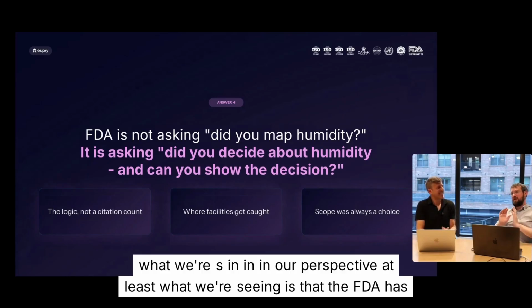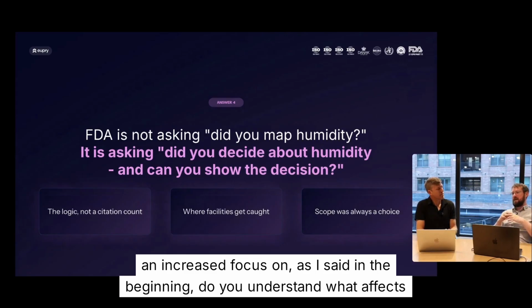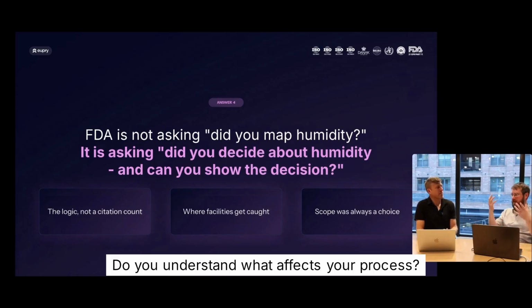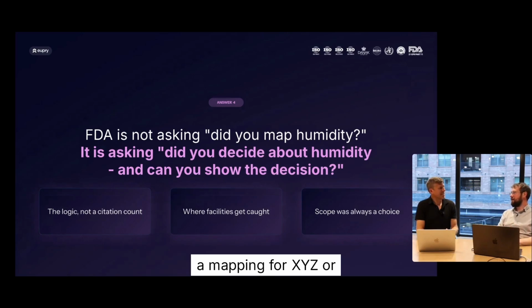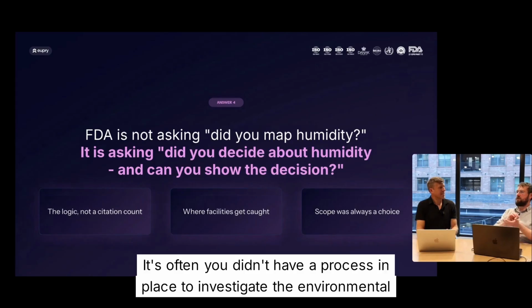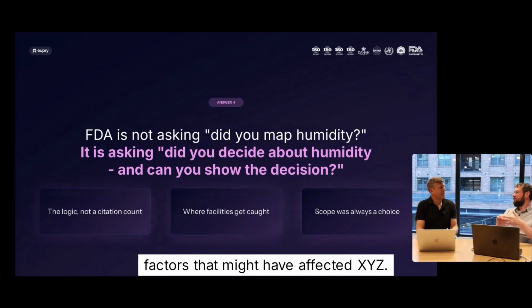What we're seeing, from our perspective at least, is that the FDA has an increased focus on, as I said in the beginning, do you understand what affects your product? Do you understand what affects your process? I've never seen a warning letter saying you didn't have a mapping for X, Y, Z, or it's often you didn't have a process in place to investigate the environmental factors that might have affected X, Y, Z.